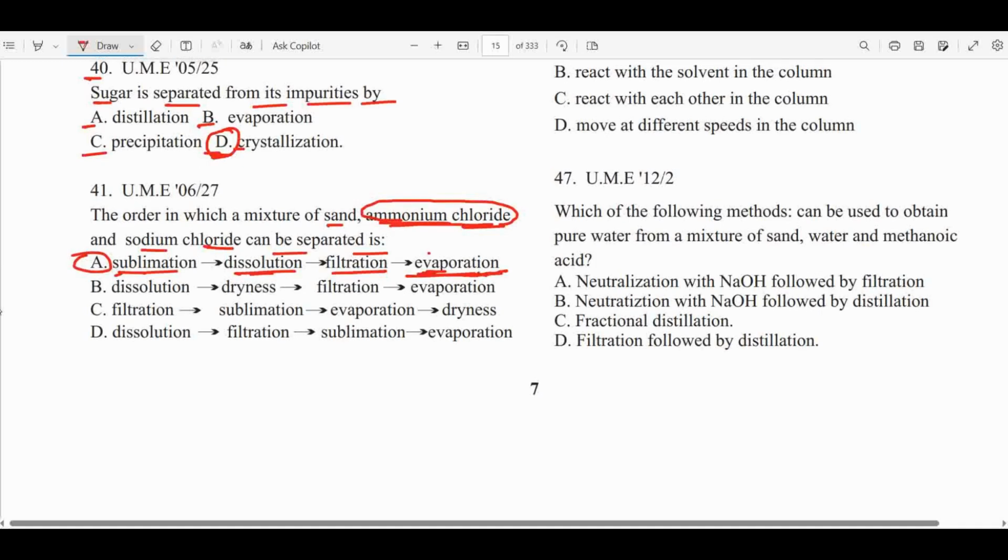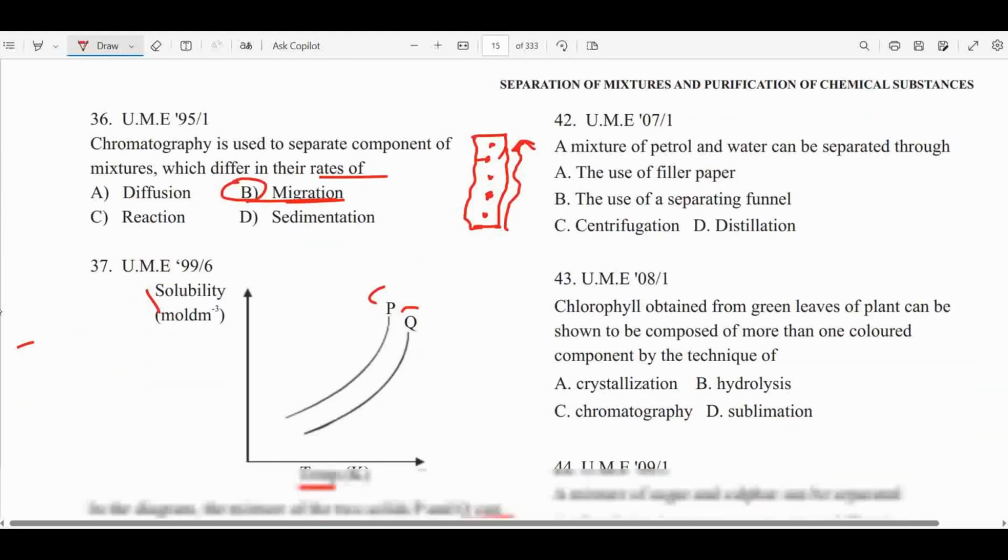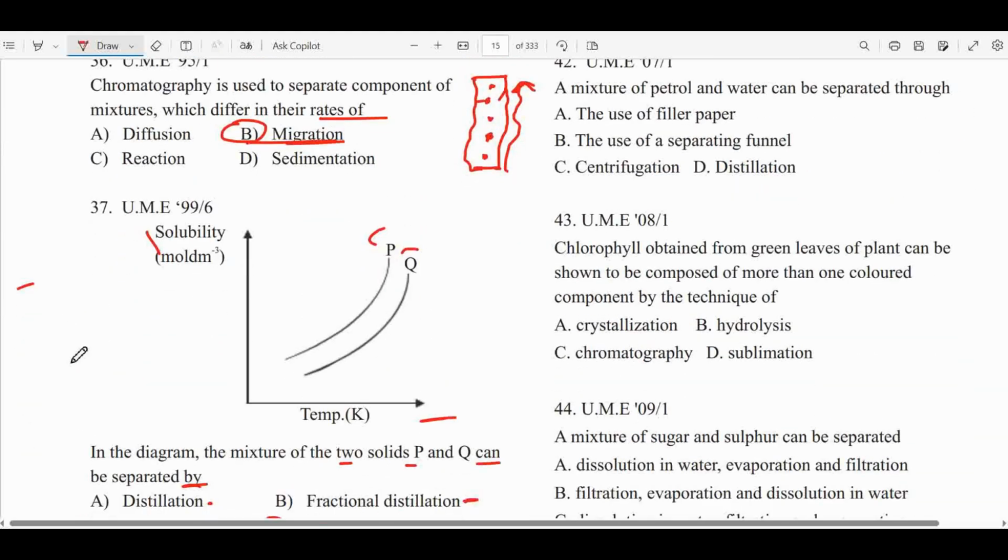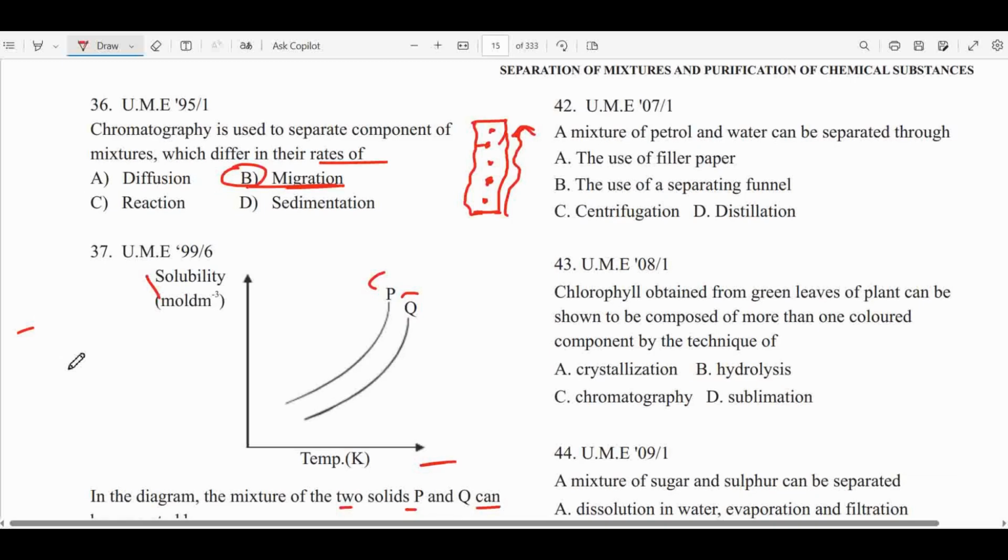Now let's go to question 42. A mixture of petrol and water can be separated through the use of filter paper, use of separating funnel, centrifugation, distillation. Of course, this will be the use of separating funnel. Separating funnel is used to separate two immiscible liquids, two liquids that do not mix.